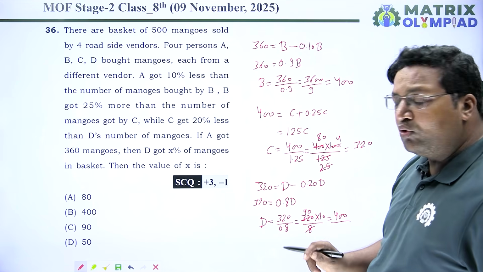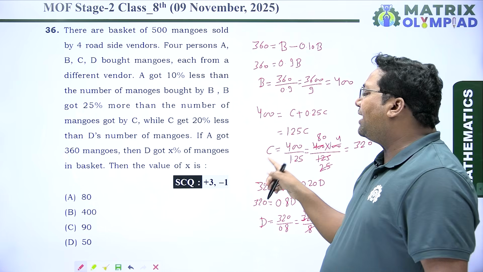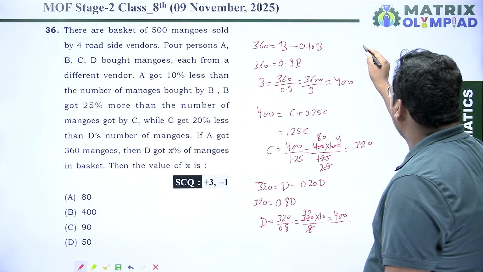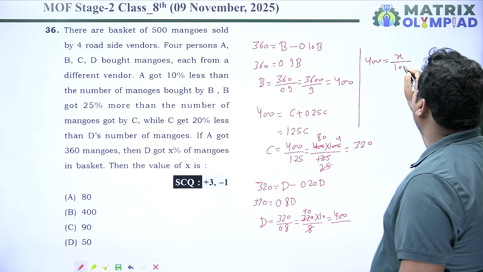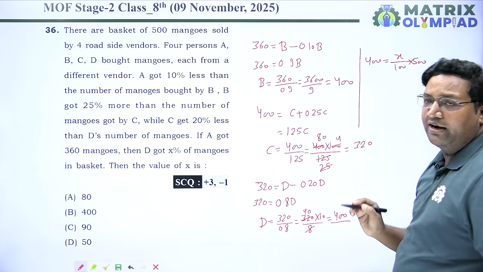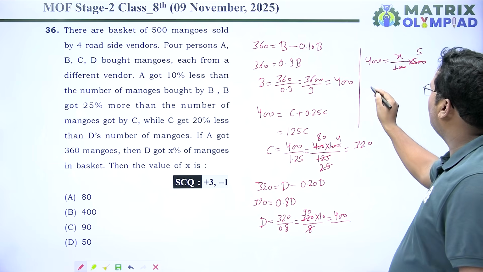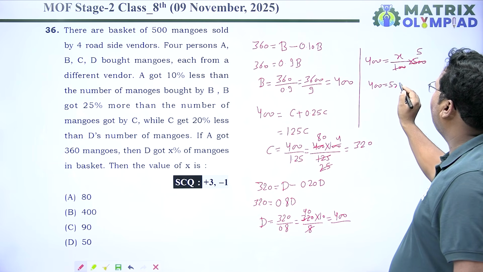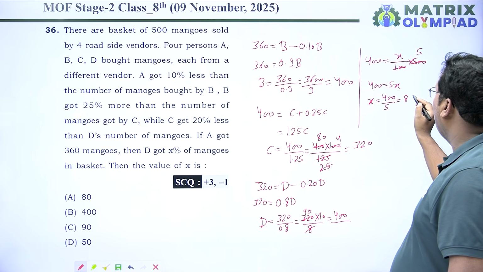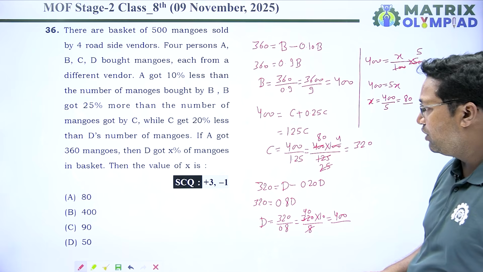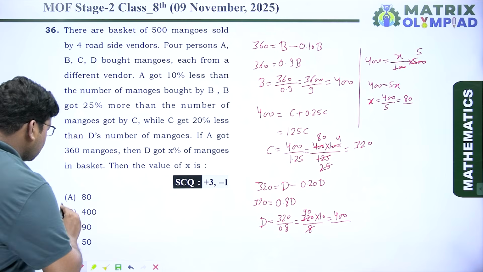So the number of mangoes got by D is 400, and it is given D got X% of mangoes in the basket. So we have to put 400 equal to X% of mangoes. So X by 100, total mangoes in basket is 500. So X upon 100 into 500. 100 and 500 are cancelled out by 5 times. So 400 equals 5X. It means the value of X is 400 upon 5, which is 5 8s are 40, 0. So X equals 80. So the value of X is 80, which is in option A. So option A is the right answer.